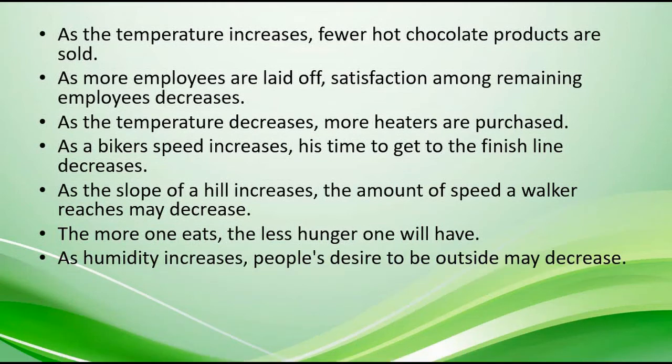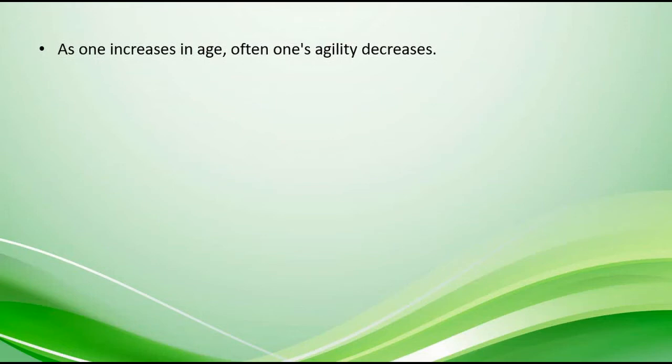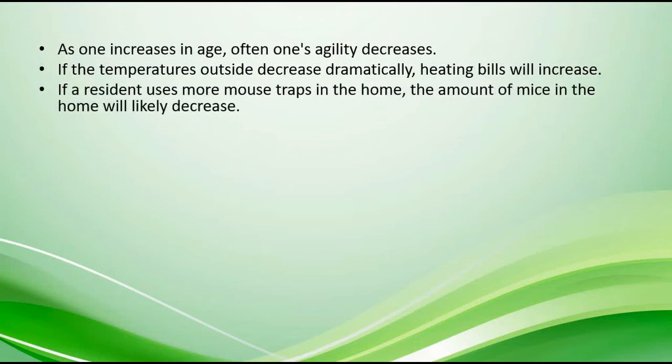As humidity increases, people's desire to be outside may decrease. As snowfall totals increase, the amount of people driving decreases. As one increases in age, often one's agility decreases. If the temperatures outside decrease dramatically, heating bills will increase. If a resident uses more mouse traps in the home, the amount of mice in the home will likely decrease.